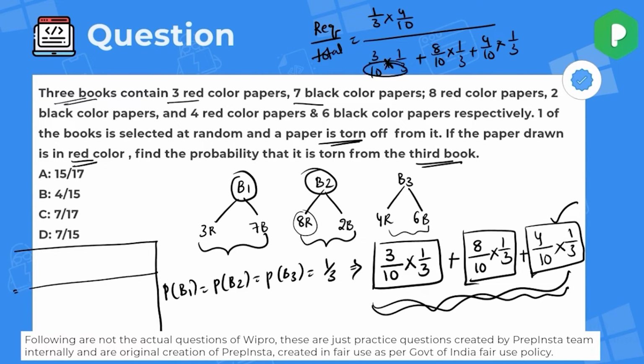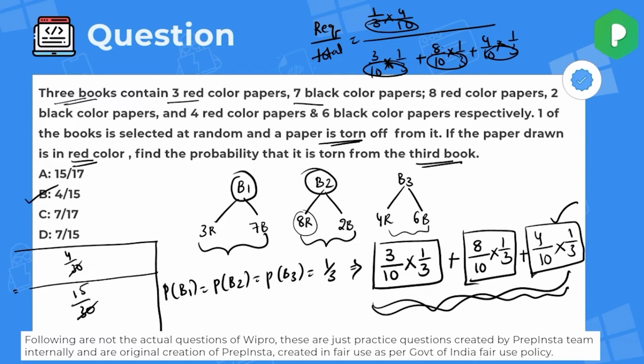Here it is 30. Here it is also 30. Here it is also 30. And here also the denominator is 30. So simply 4 by 30 by 3 into 1, 3, 8 into 1, 8, 4 into 1, 4. So 3 plus 8 plus 4, the answer is 15. 15 by 30. 30 and 30 got cancelled. The answer we are left with is 4 by 15. So option B is your answer.